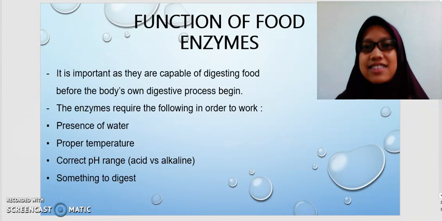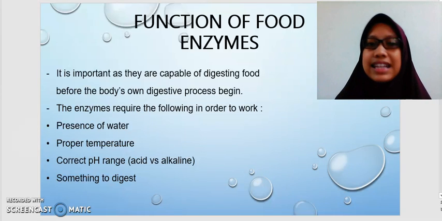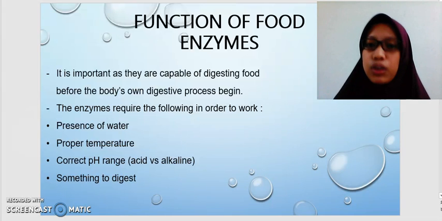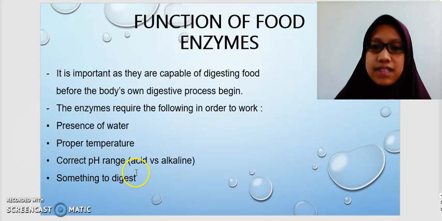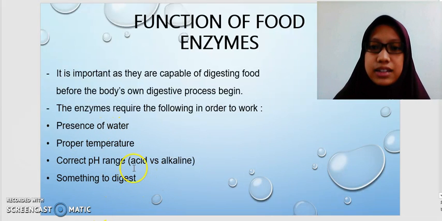What is actually the function of food enzymes? Enzymes are important as they are capable of digesting food before the body's own digestive process begins. The enzymes require the following in order to work. 1. Presence of water. 2. Proper temperature. 3. Correct pH range, that is acid or alkaline. And 4. Something to digest. These 4 things are what enzymes need to work.